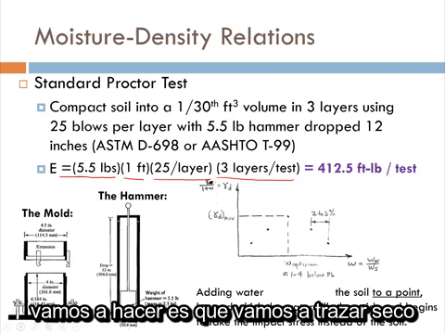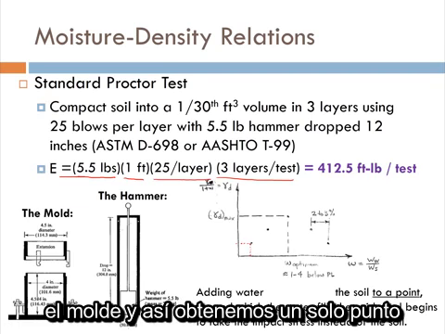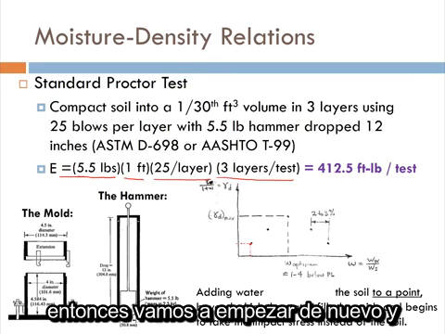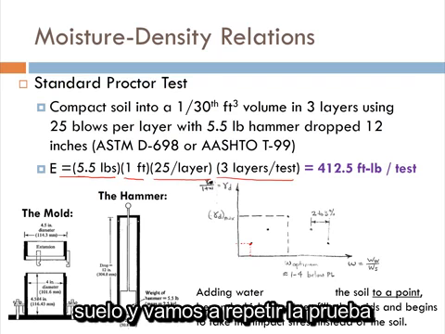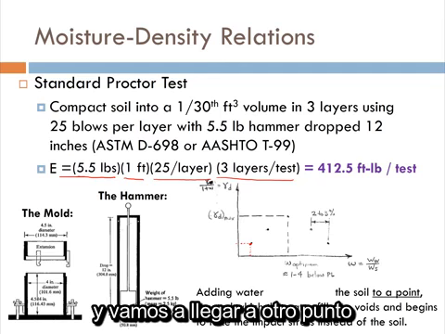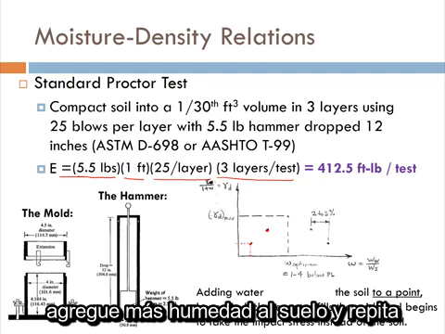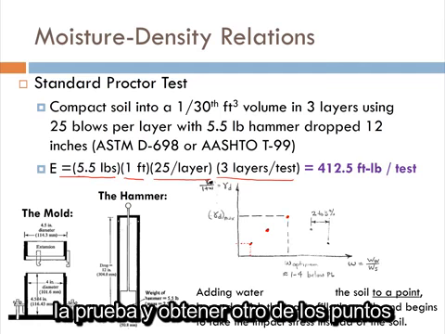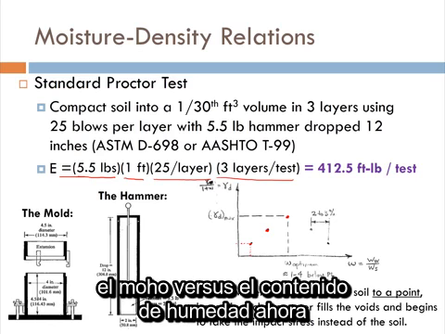So then what we're going to do is plot dry density versus the moisture content in the mold. And so we get a single point. Then we're going to start all over, add more moisture to the soil, repeat the test, and get another point. Then we start over again, add more moisture, repeat the test and get another point. What we're doing is creating a series of points of dry density of the soil in the mold versus the moisture content.